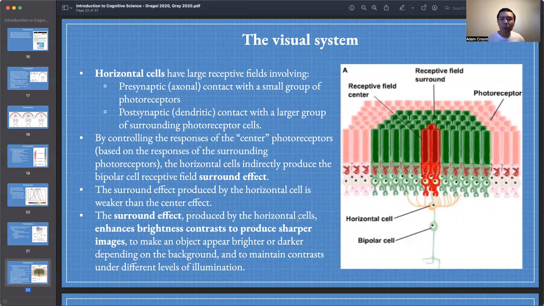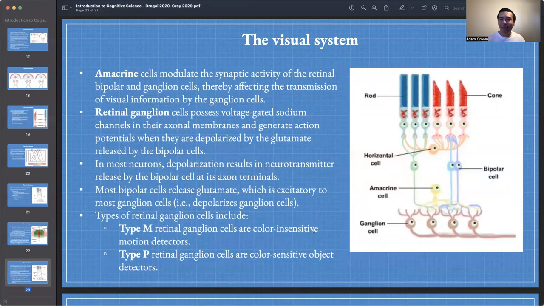So the surround effect produced by the horizontal cell is weaker than the center effect. The surround effect produced by the horizontal cells enhances brightness contrasts to produce sharper images, to make an object appear brighter or darker depending on the background, and to maintain contrasts under different levels of illumination. Amazing, right? All right, so we've talked about rods and cones. We've talked about bipolar cells and the horizontal cells. Now let's talk about amacrine cells and ganglion cells.